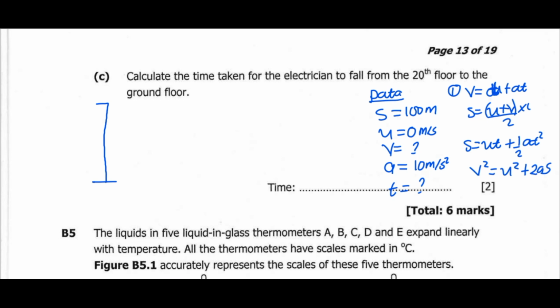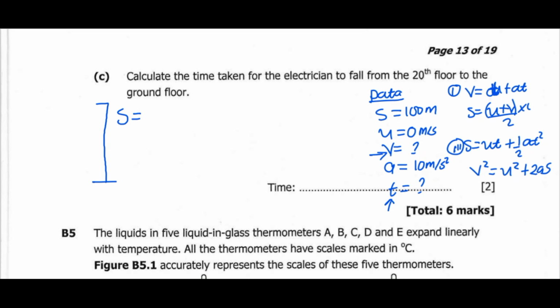Now, from these equations, we want to look at the equation that will correspond to the data that we have. So we need to find the equation that has t, but where there is no v. Why? We can't find two missing variables at once. So which equation? We can see that the third equation is applicable.